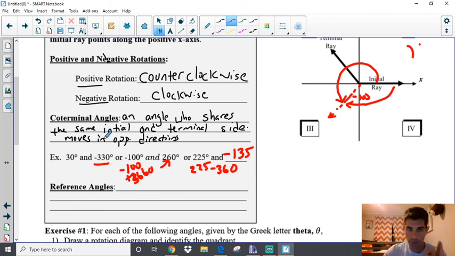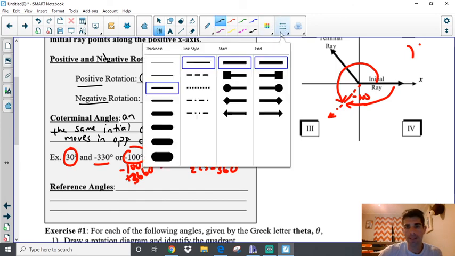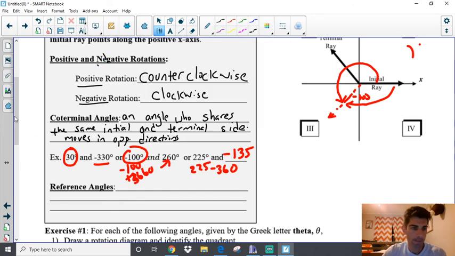So if you want a formula for this, when your first angle is positive, you're going to subtract 360. If your first angle is negative, you're going to add 360. But just know that those two angles are going to give you a sum of 360 degrees.